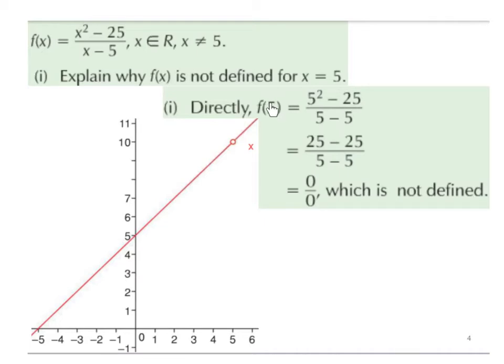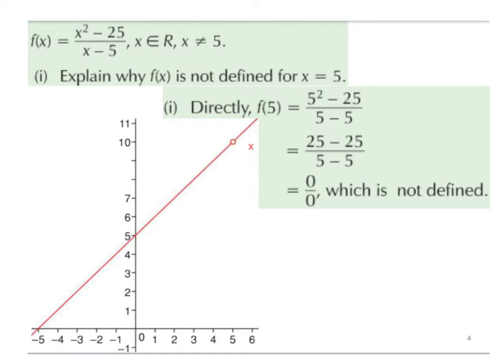So subbing in 5 in place of each x, instead of x squared minus 25, we have 5 squared minus 25. And instead of x minus 5, we have 5 minus 5. 5 squared is 25. So we have 25 minus 25, which is 0, and 5 minus 5, which is also 0. So we end up with 0 over 0, which is not defined. We cannot divide by 0.